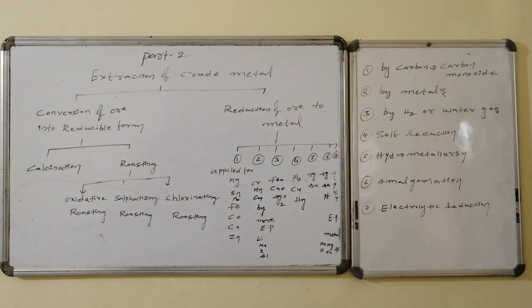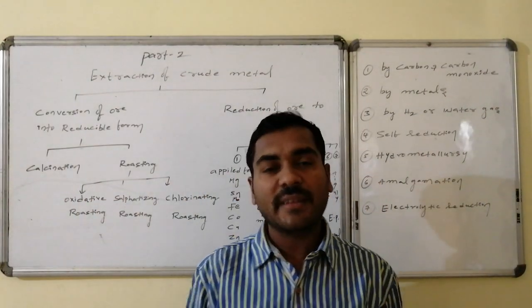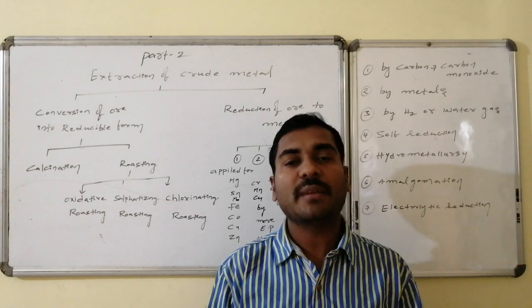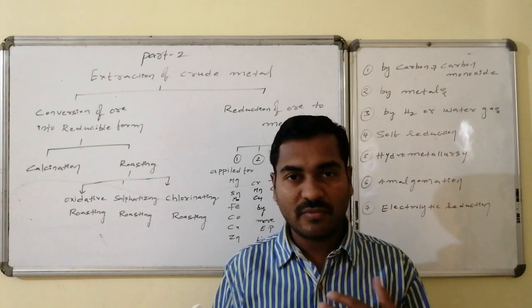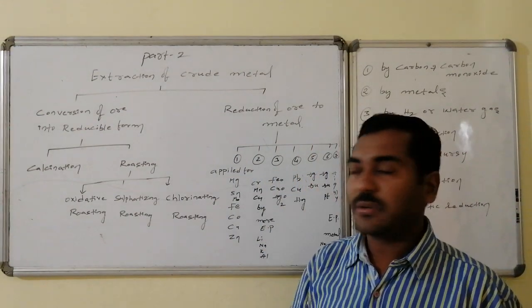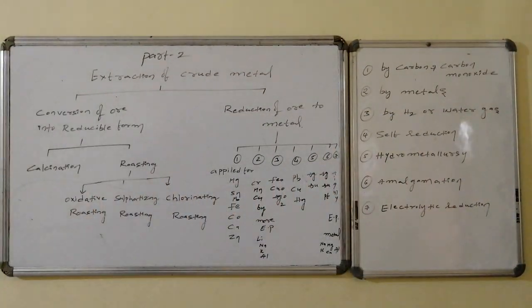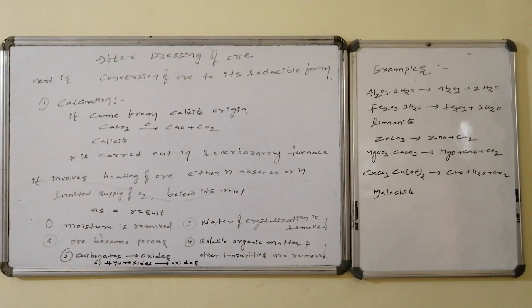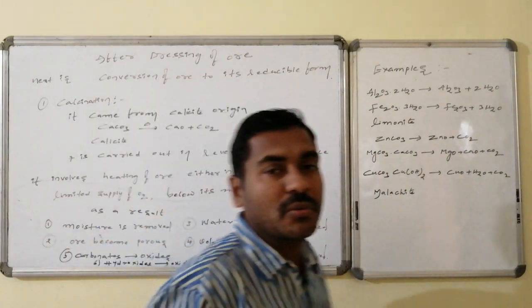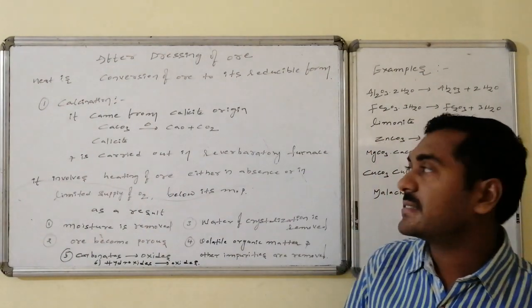Now we will go one by one process, its corresponding definition, examples, chemical changes, features, and its application. In detail, we will go through each one, that is calcination, followed by roasting, followed by all these techniques one by one. After dressing of the ore, the next is conversion of ore to easily reducible form. In that, the first method is calcination.